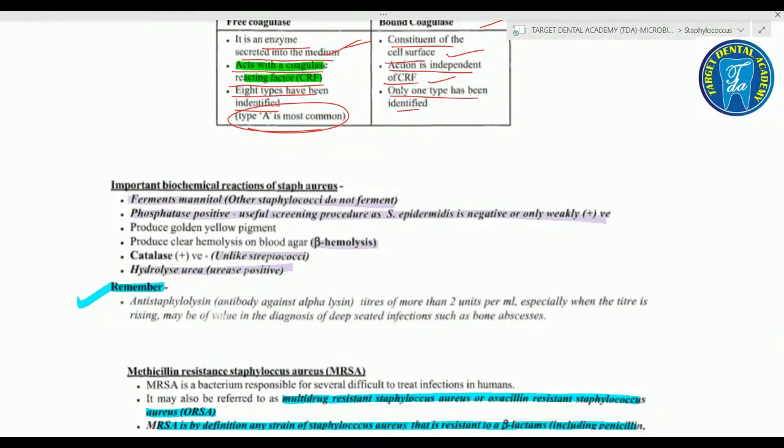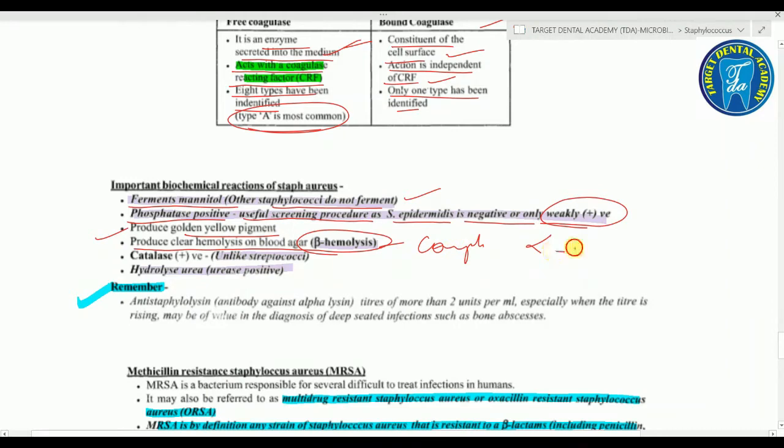After this, let's discuss the important biochemical reactions of Staphylococcus aureus. It ferments mannitol; other Staphylococci do not ferment it. Phosphatase positive is a useful screening procedure, as Staphylococcus epidermidis is negative or only weakly positive. It produces the golden yellow pigment and produces clear hemolysis on blood agar, that is beta hemolysis, which is complete, while alpha is partial.